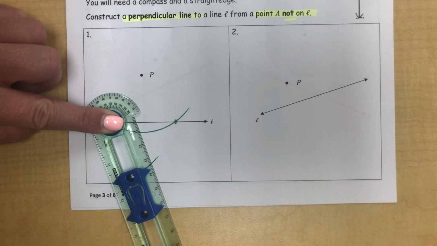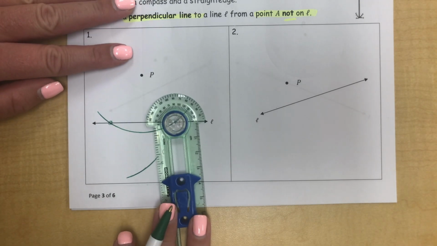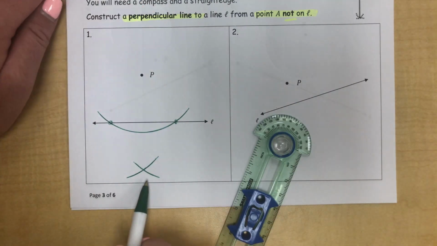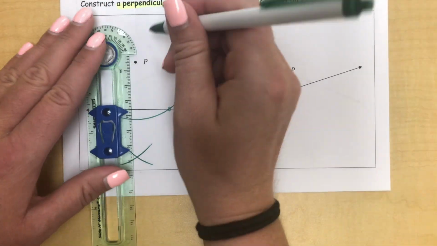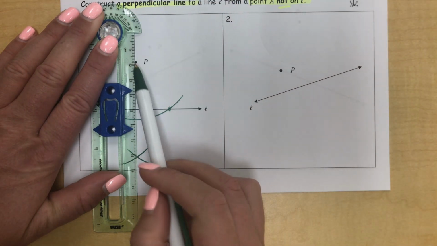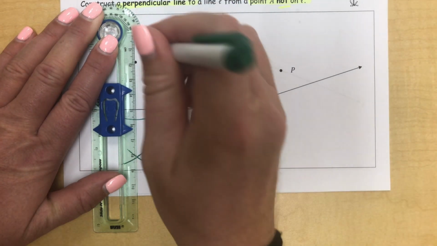So I'm going to make a little arc, then I'm going to slide to the right, then I'm going to make another arc here. Crisscross, everybody drop your line. So now I'm going to draw a line that connects point P to where my arcs are crossing.